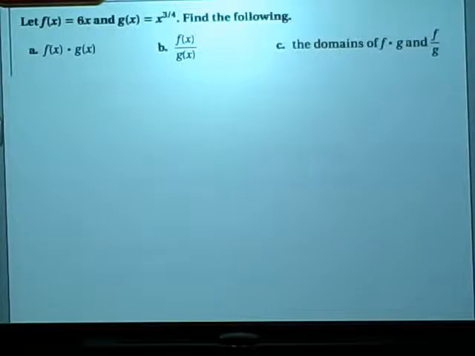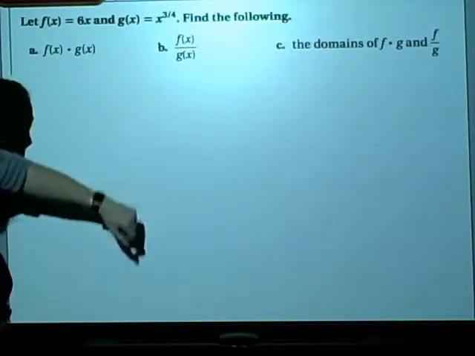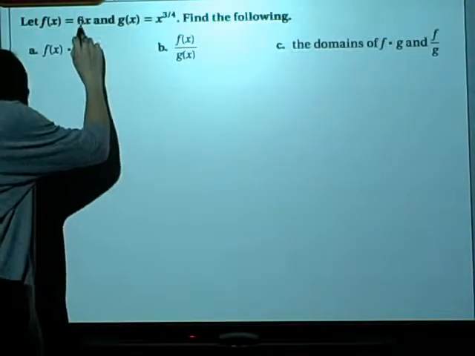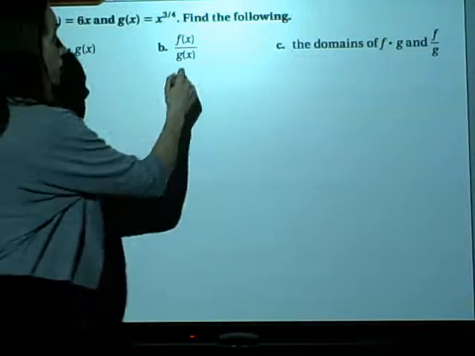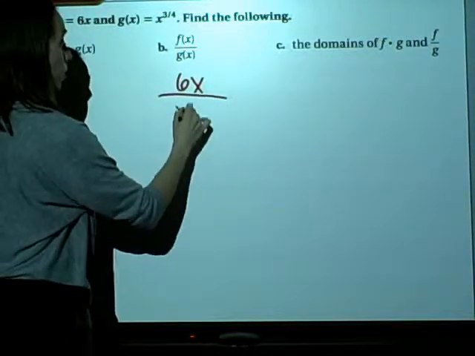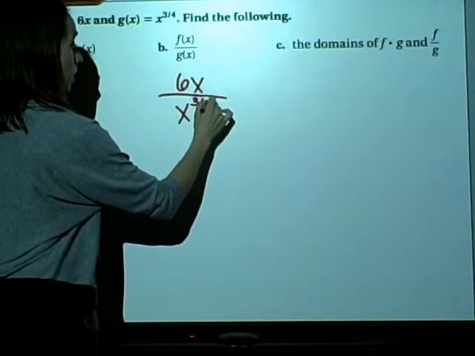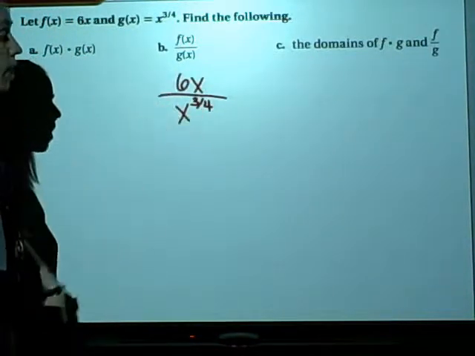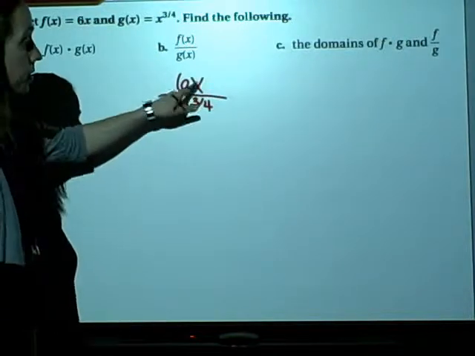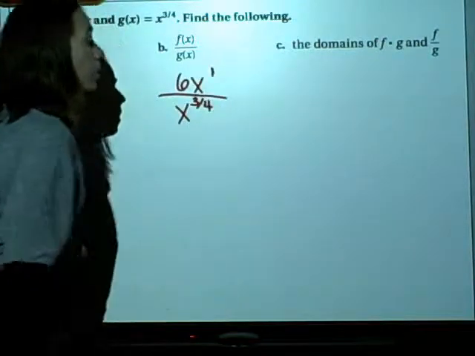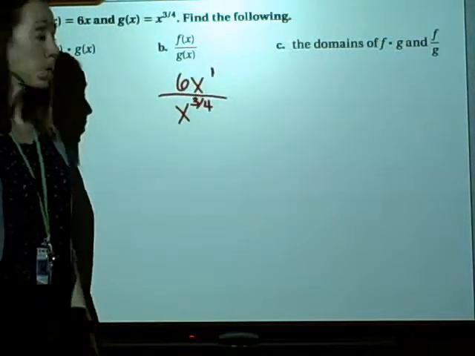Okay guys, again, these are very literal functions. Let's do b, because b tends to be a little more difficult with the division. F of x, they're telling me, is 6x. G of x is x to the 3/4. Okay, we just talked last chapter. When you're simplifying like this, we have the same base, different exponents. We're going to put a 1 there. We're just going to subtract those exponents.